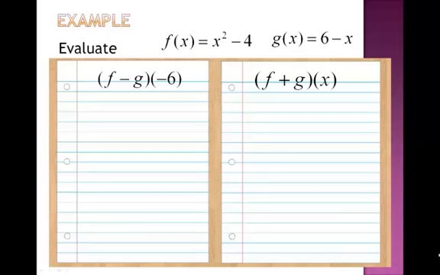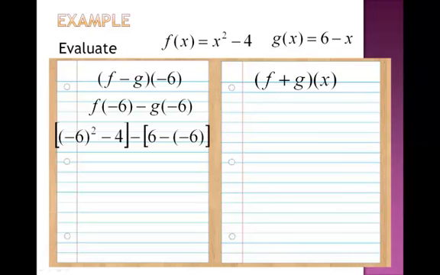And the first thing I like to do is, of course, switch it out. So the alternate one that makes a little bit more sense in my mind is f of negative 6 minus g of negative 6. Now the advantage of looking at it this way is I can see that I essentially want to plug in a negative 6 into f, a negative 6 into g, and then just subtract those two values out. So let's go ahead and do that.